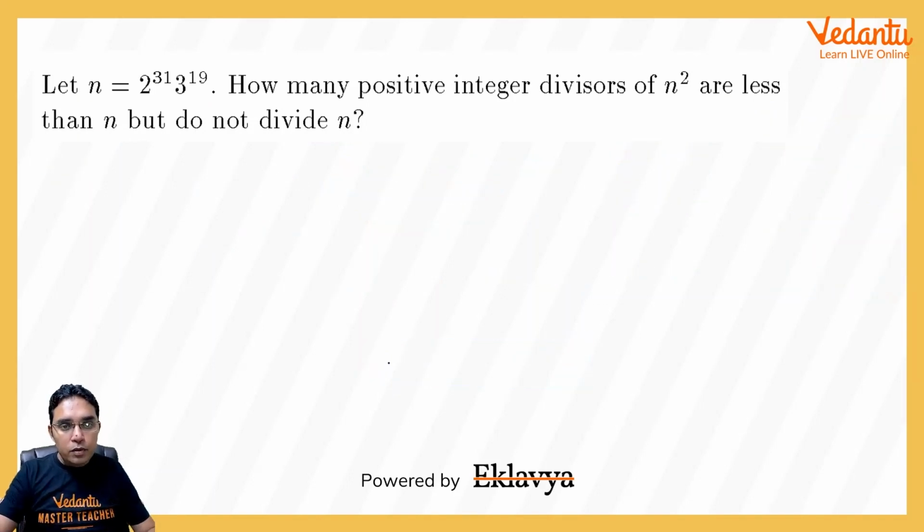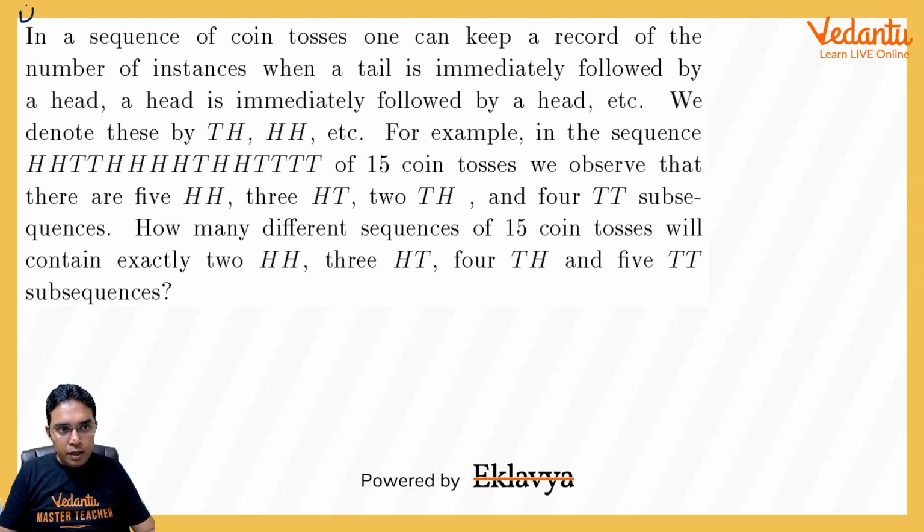Okay, now coming to next question. I think this question is similar to what we have done before. Please see what this is. In a sequence of coin tosses, one can keep a record of number of instances where a tail is immediately followed by a head, a head is immediately followed by a tail, and so on. Followed by a tail is immediately followed by a tail, and head is immediately followed by head, etc. We denote them by TH. This is tail followed by head, and HH when head is followed by head.